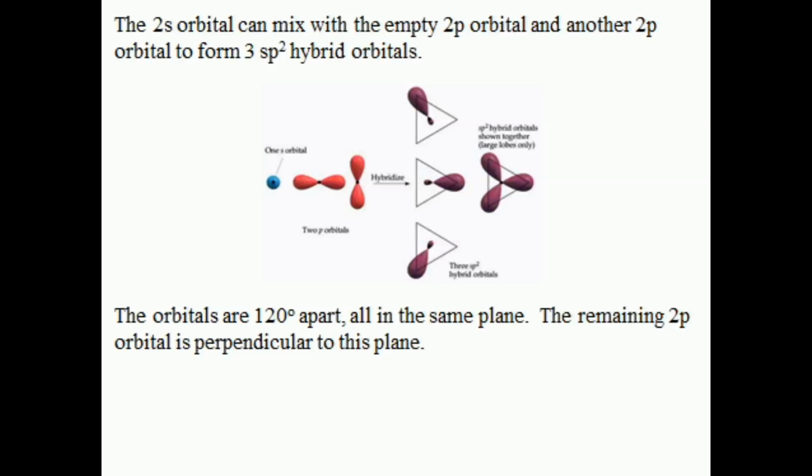The 2s orbital can also mix with the empty 2p orbital and another 2p orbital to form three sp squared hybrid orbitals. So here I've got the s orbital. I combine it with one p going in that direction and the p orbital going in that direction, and what I end up with is three different sp squared hybrid orbitals, that combined would look like this. The remaining p orbital would be perpendicular to the plane. The orbitals are 120 degrees apart, and they're all in the same plane.